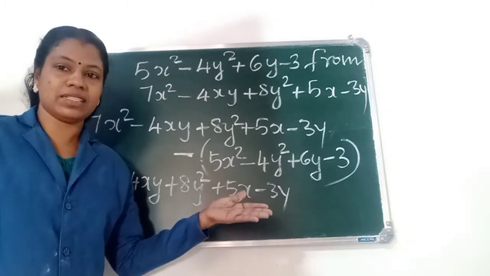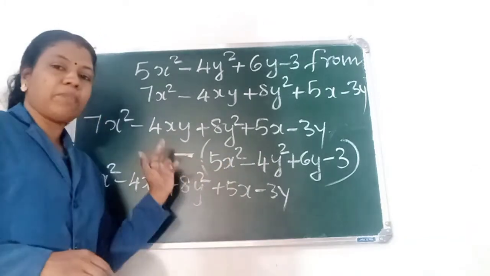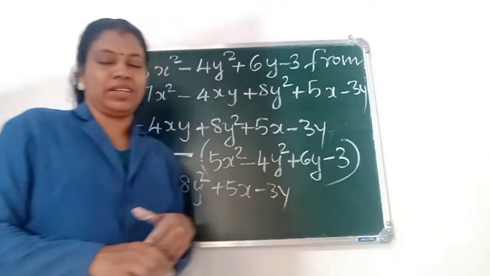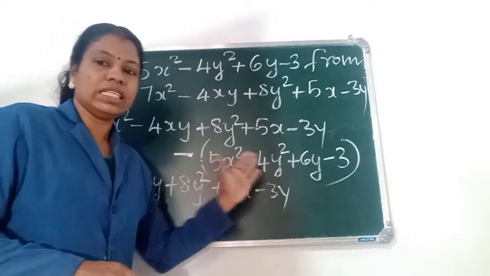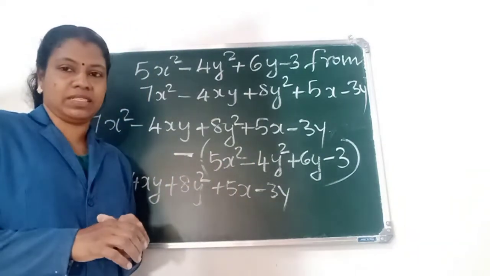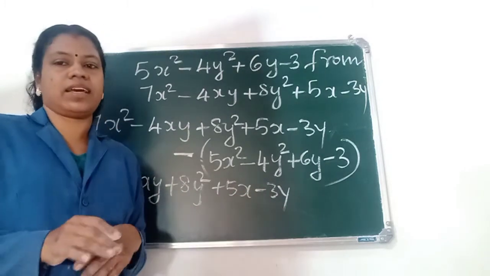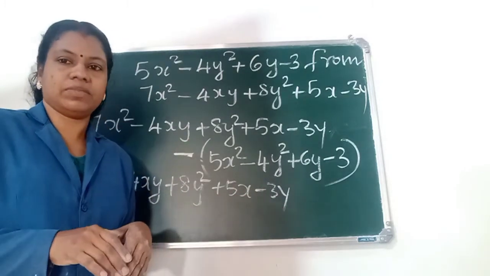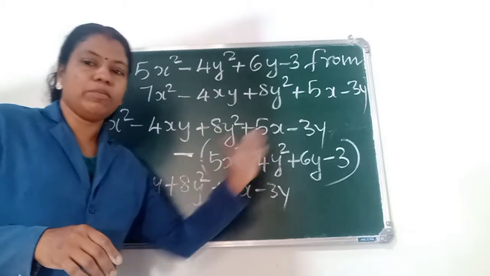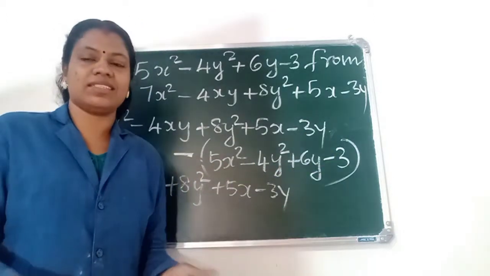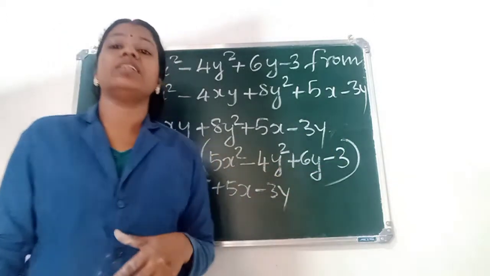Now we are going to change the second expression by removing the bracket. Removing the bracket means multiplying this minus sign with the sign of all these terms, or just changing the sign. In order to remove the bracket, you just change the sign of the terms.